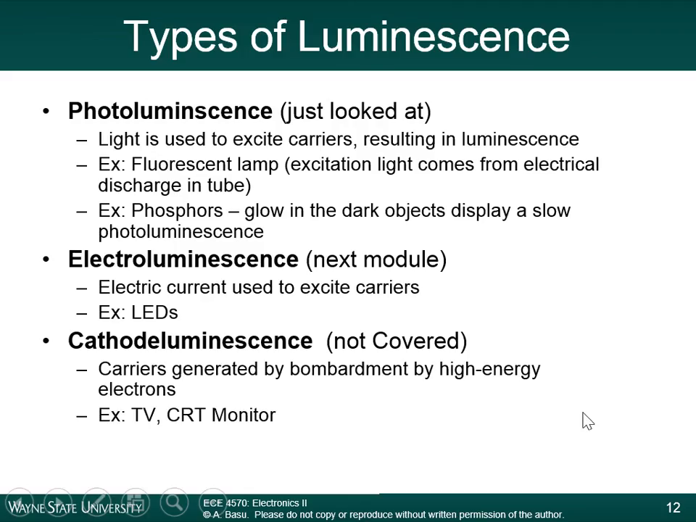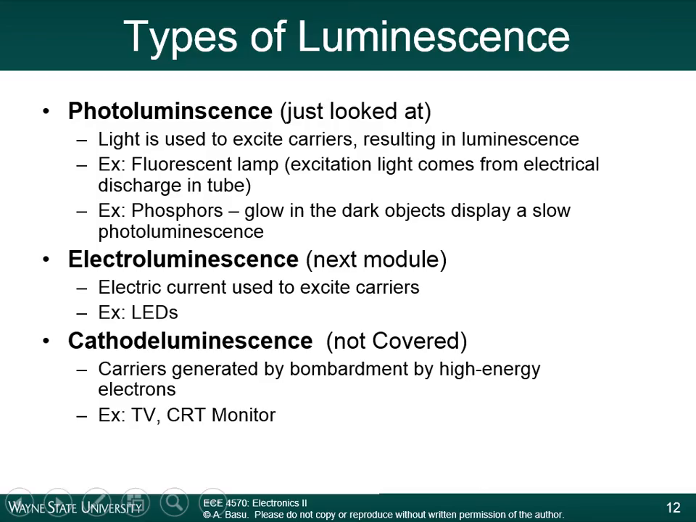Electroluminescence, this is where an electrical current is used to excite the carriers. That's what happens in LEDs. So an LED is a light-emitting diode. Turns out when you run an electrical current through there, that generates recombination, and that's what causes the LED to emit light. This is a very important phenomenon because this is the basis for solid-state lighting.